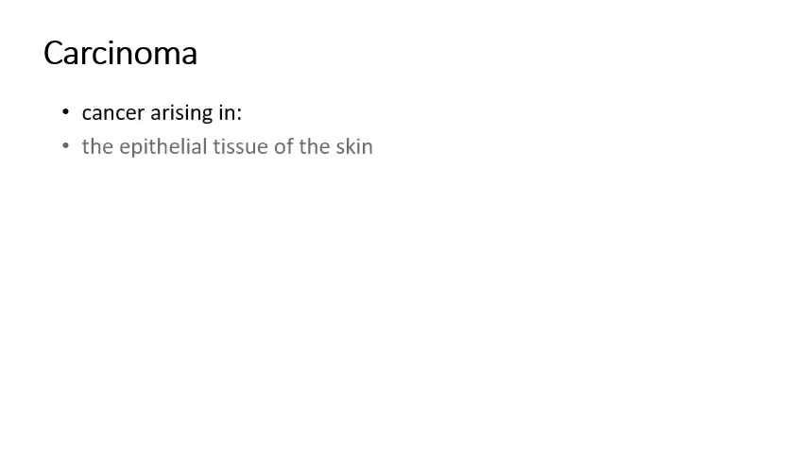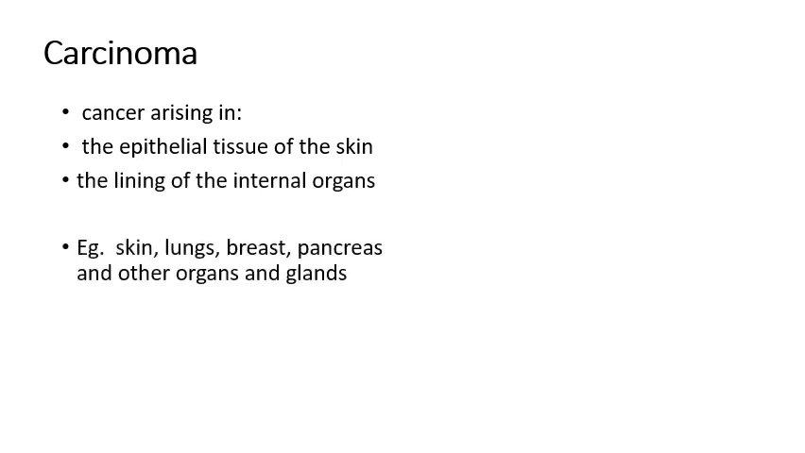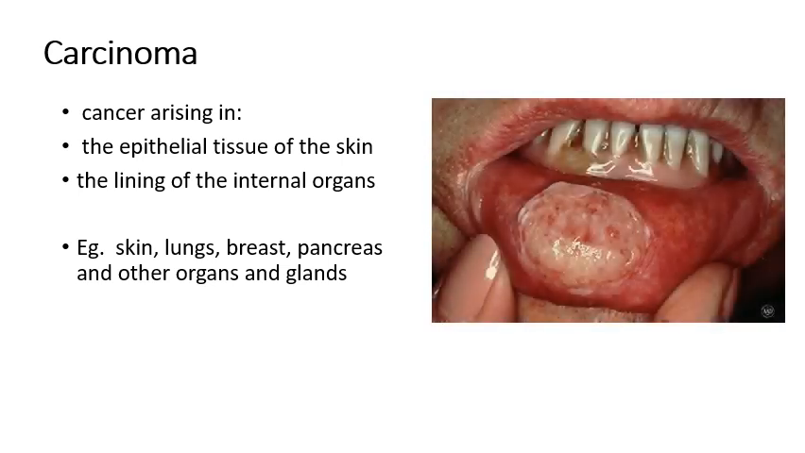All right, so some of the terms of cancer. So one of the terms is carcinoma. So a carcinoma is any type of cell that arises in epithelial tissue. And epithelial tissue is any tissue that lines organs or parts of the body. So it can be the epithelial tissue of the skin, it can be the lining of your internal organs, or, for example, any part of the lining of your mouth or your esophagus or your stomach. So your skin, your lungs, your breast, the pancreas, or any other organs and glands. So here's an example of, this is obviously great epithelial tissue, and here's a big example of somebody with some mouth cancer that's happening there.